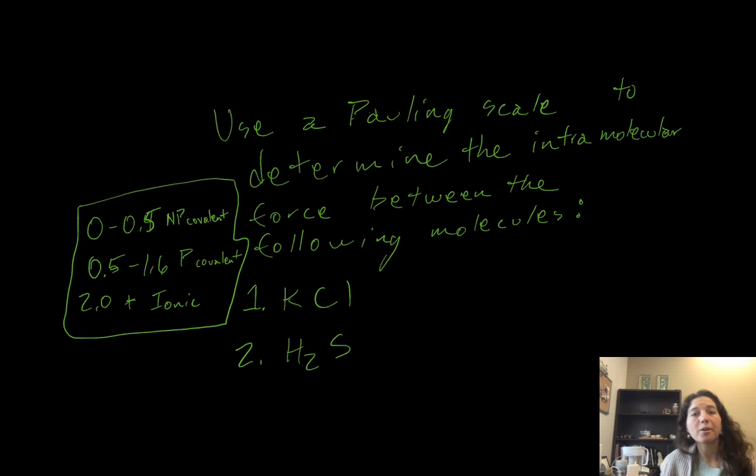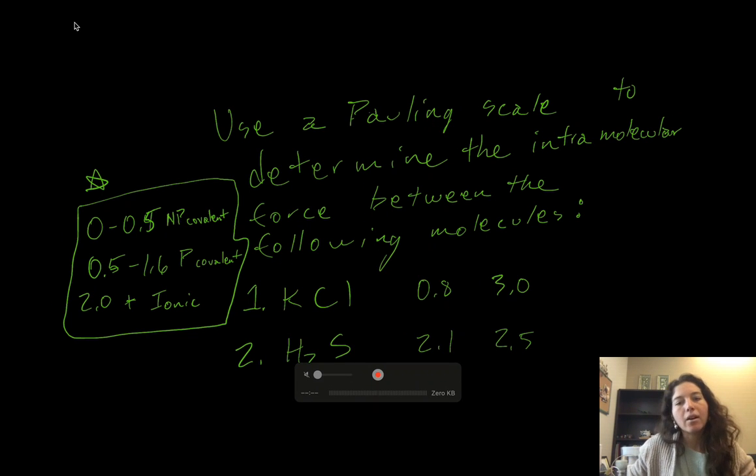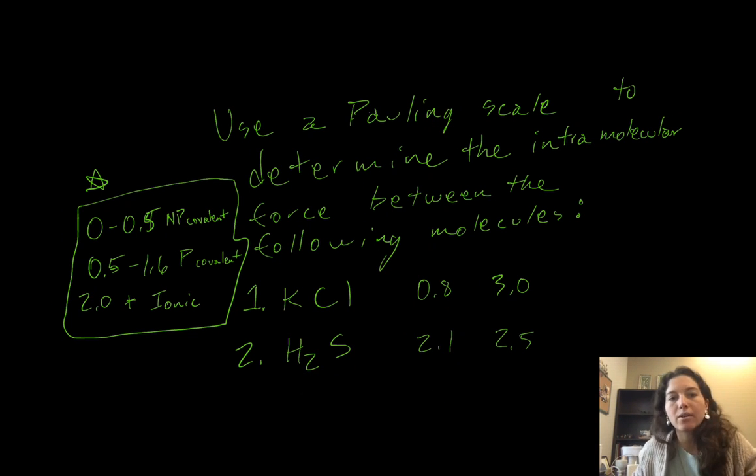Okay, so now it's your turn. Use a Pauling scale to determine the intramolecular force between the following molecules here, KCl and H2S. Remember that anything that has an electronegativity difference of 0 to 0.5 is what we consider nonpolar covalent. 0.5 to 1.6 is polar covalent, and 2 or higher is ionic. All right, so let's take a look at how to solve this one.